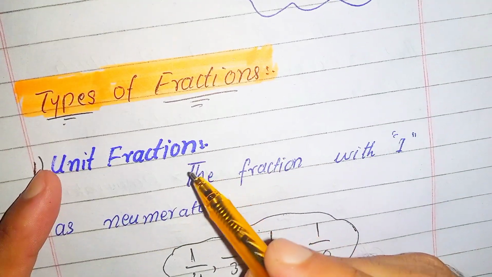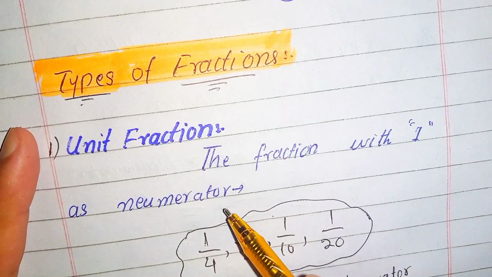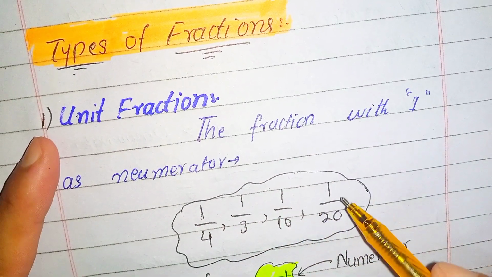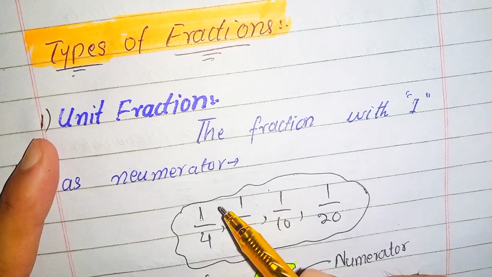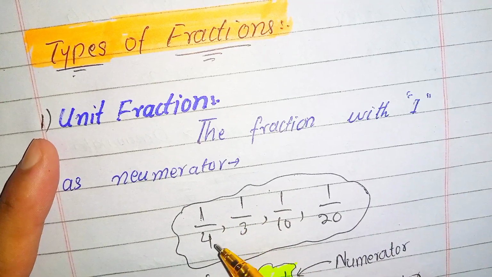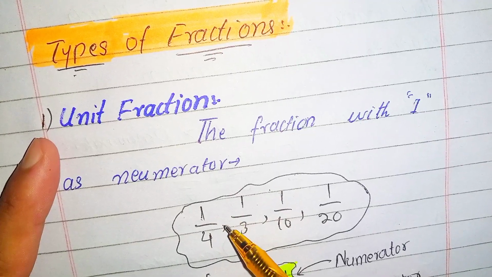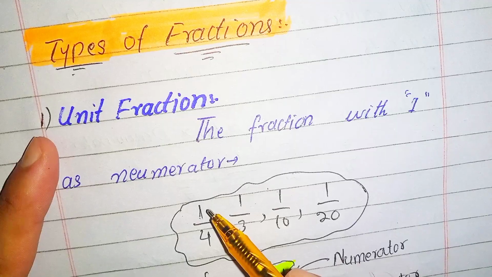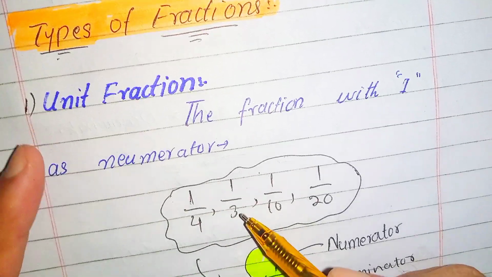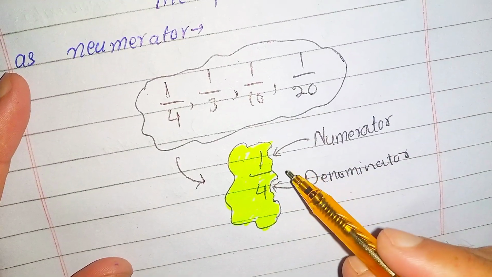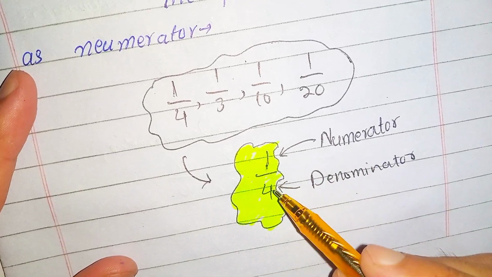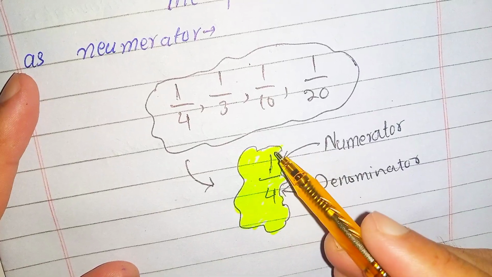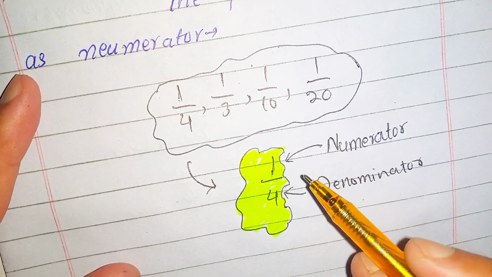Unit fraction. A unit fraction is a fraction where 1 is the numerator. For example, 1 over 4, 1 over 3, 1 over 10, 1 over 20, right? The numerator is 1 and the denominator may be any number. So these fractions are called unit fractions because the numerator is 1, or unity, and the denominator may be any number.